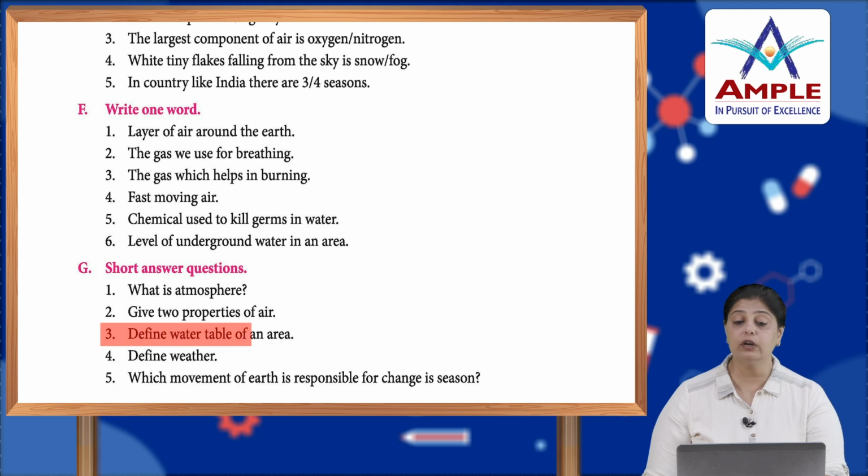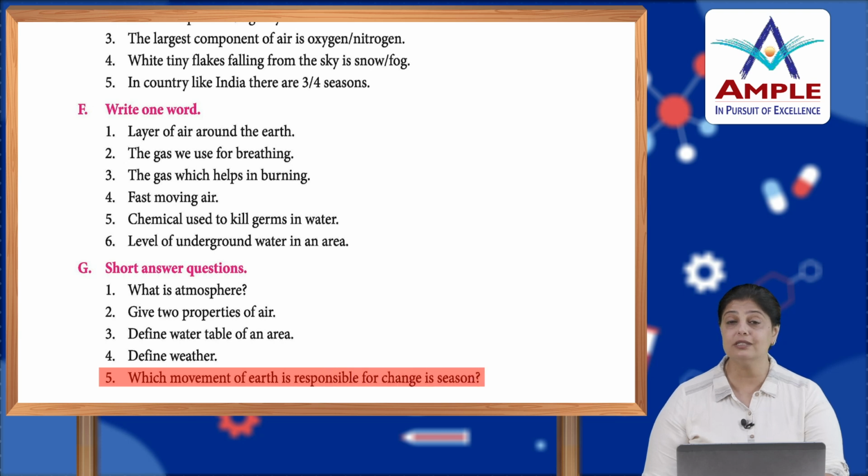Now, define water table of an area. Water table, the underground water. So, you have to define that. What is water table? Define weather. Okay, the climatic condition. Now, which movement of earth is responsible for change in season? So, talk about rotation and also explain revolution, which is responsible for the changes of season.